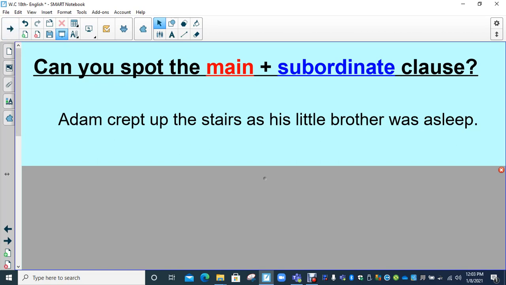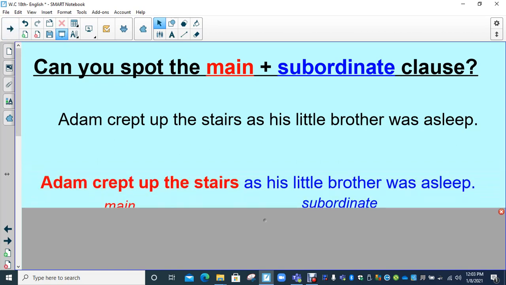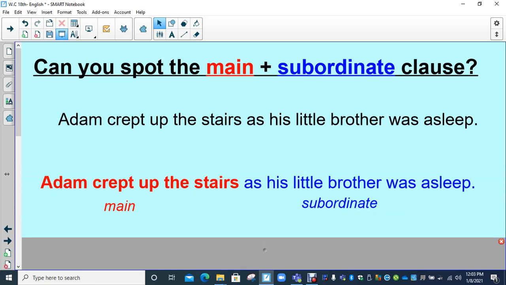Remember, guys, to look for the subordinating conjunction. Okay, so my main clause is Adam crept up the stairs, and my subordinate clause is as his little brother was asleep. Can you see that here is my subordinating conjunction, so after that is my subordinate clause. Adam crept up the stairs makes sense on its own, and it's got the subject and a verb. So here is my main clause at the beginning. Fantastic.